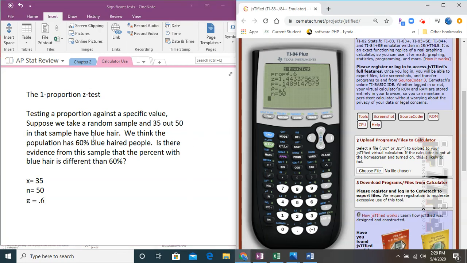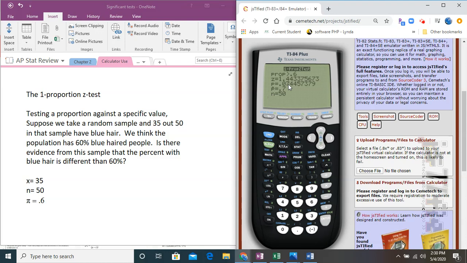Now, if I said I think more than 60% of the people have blue hair, that would change my test to be a one-tailed test. So I change this to a greater than. Notice this p-value is 1/2 the other p-value because it's a one-tailed instead of two-tailed. My proportion is greater than 0.6. I still would fail to reject at the 0.05 level.